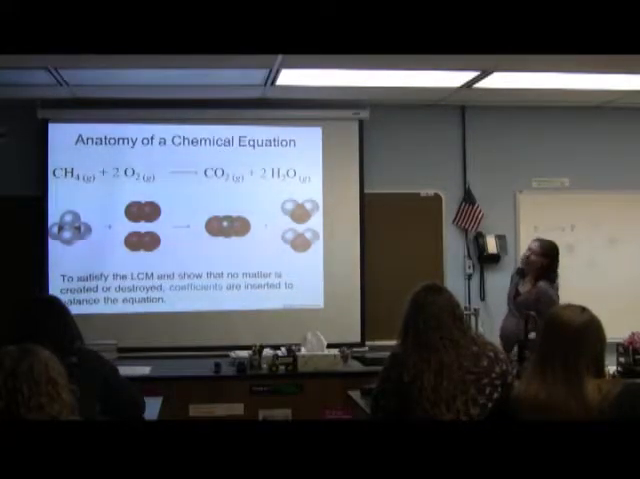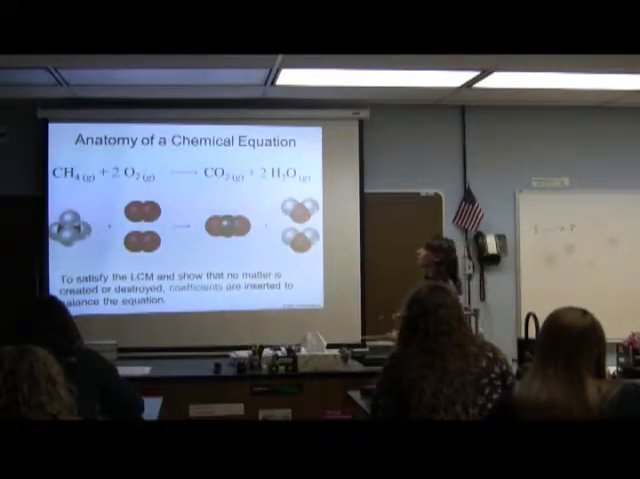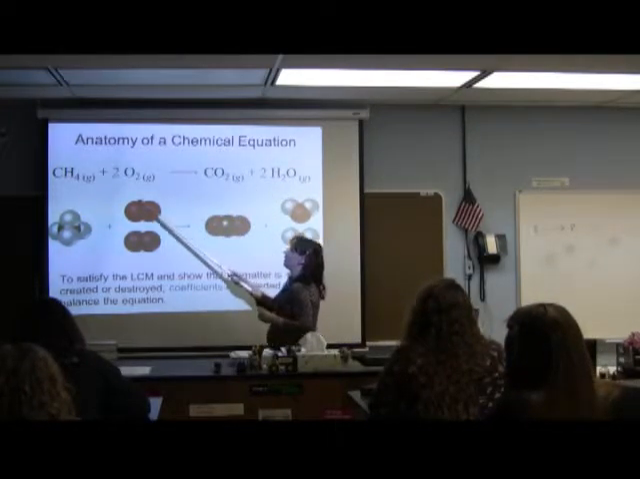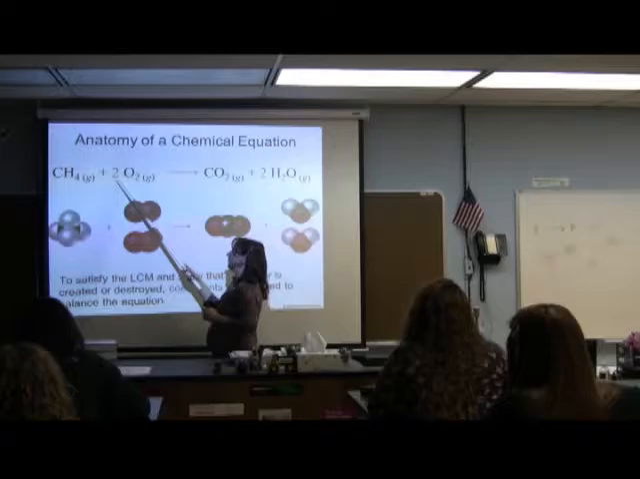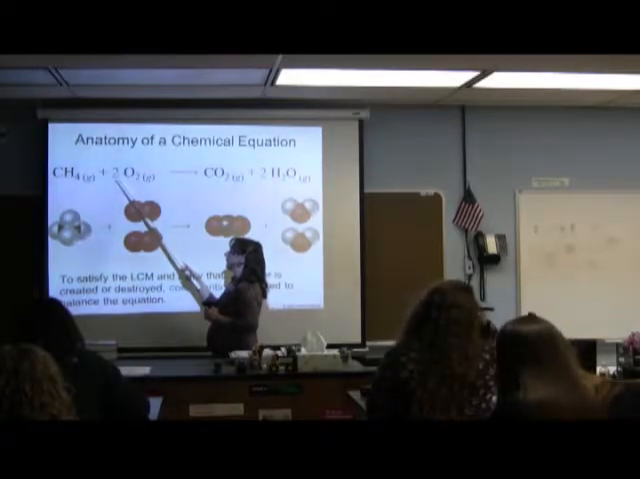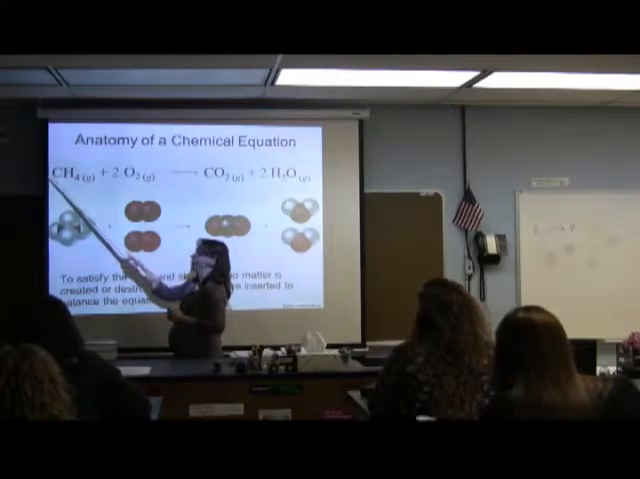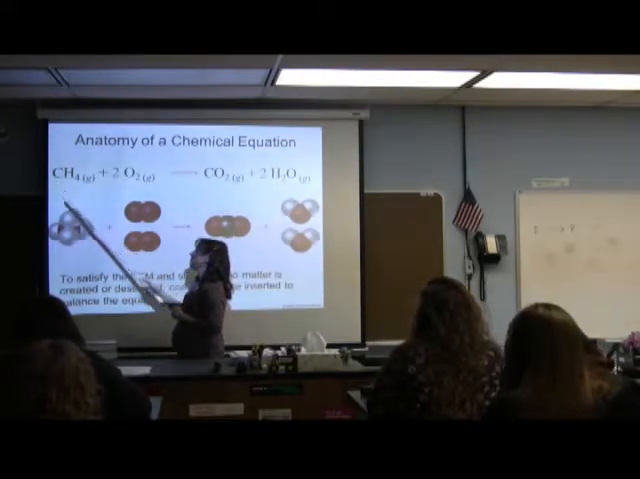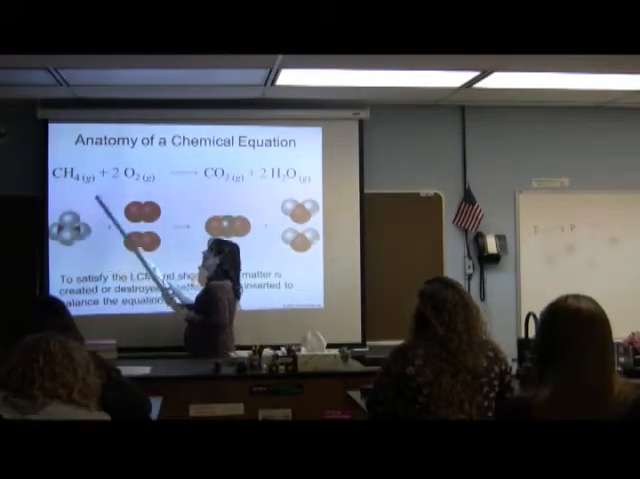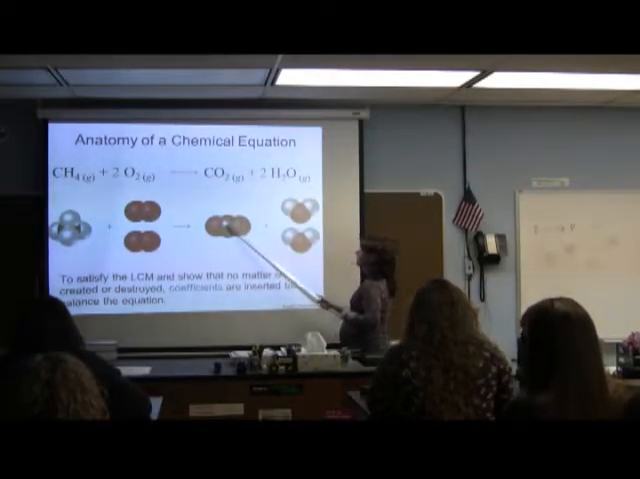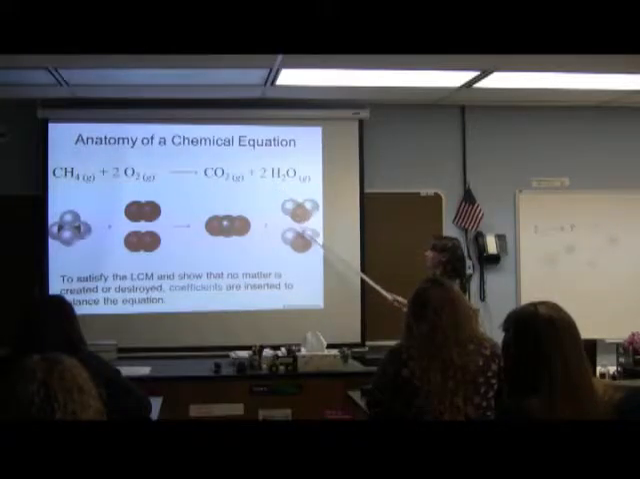And then we use coefficients. These are numbers that we put in front of a formula. And notice, what is this 2 telling me? How many, right? If there's not a coefficient, what do we assume the number in front of it is? 1, right? So there's 1 methane, there are 2 O2s, there's 1 CO2, and there are 2 H2Os.